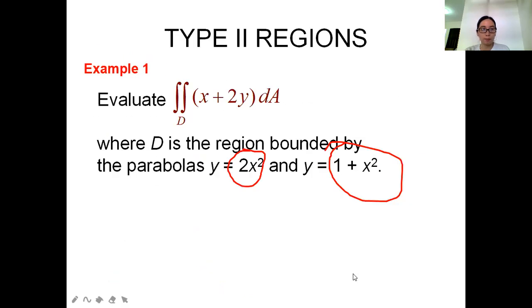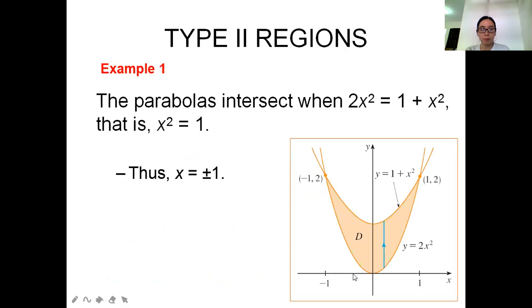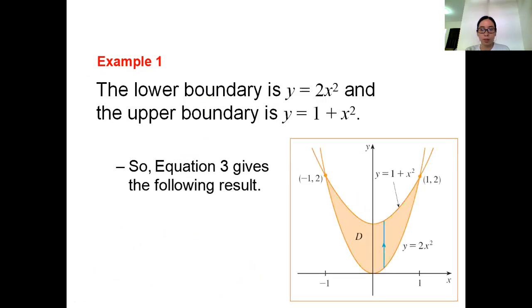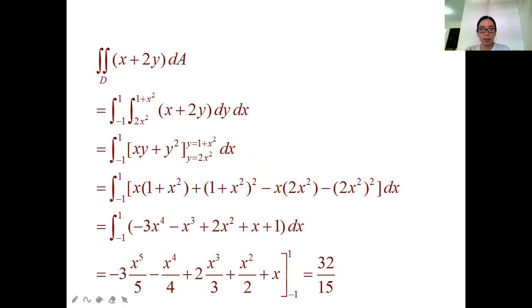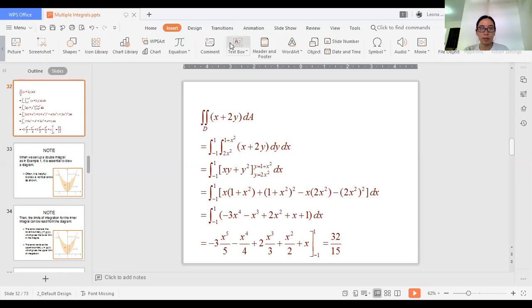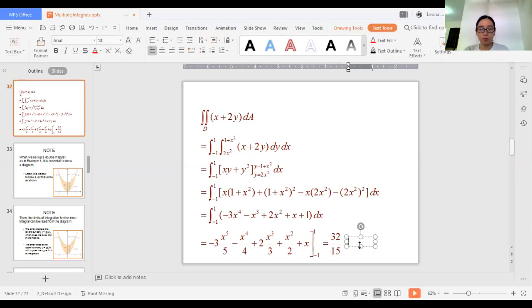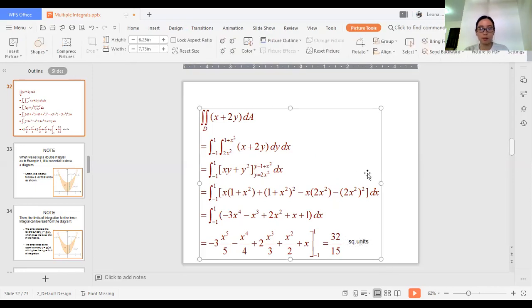Okay? So, this should still be written here. Sorry class. Let us still put 32 over 15 square units. Okay.